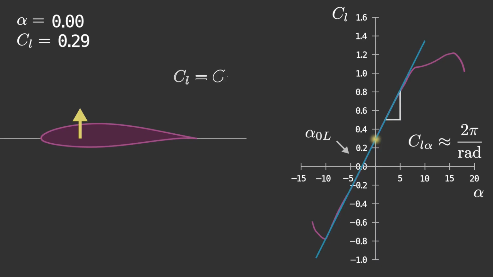The lift coefficient is then C_L alpha times (alpha minus alpha zero lift). It's the equation for a line, if you remember algebra.